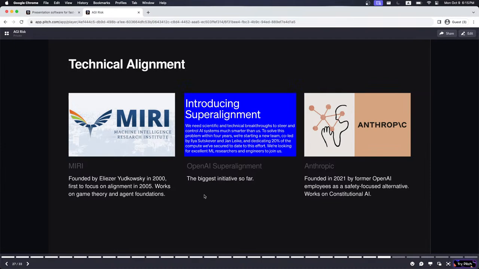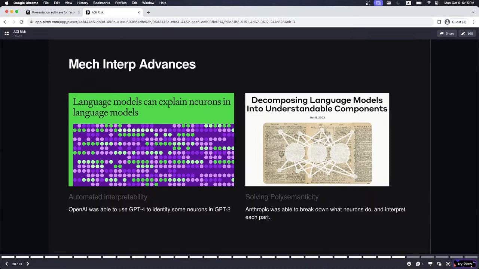Anthropic works mainly on constitutional AI, which is kind of like RLHF, reinforcement learning with human feedback, except it trains the AIs to be able to label AI data as good or bad. So rather than having humans do it, it kind of gets the AI to align itself. It's still in very early stages.